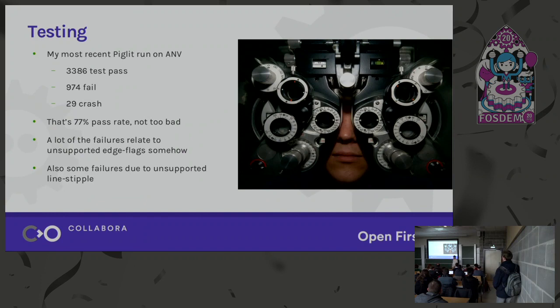So I'm currently doing quite more structured testing than before. These numbers are actually a little bit out of date. They were up to date 3 days ago, but now I've improved some stuff. So we have about 3,000 something tests passing. I think we're down to almost half of the failures now. Even fewer crashes. So that's probably closer to 80% pass rate right now.